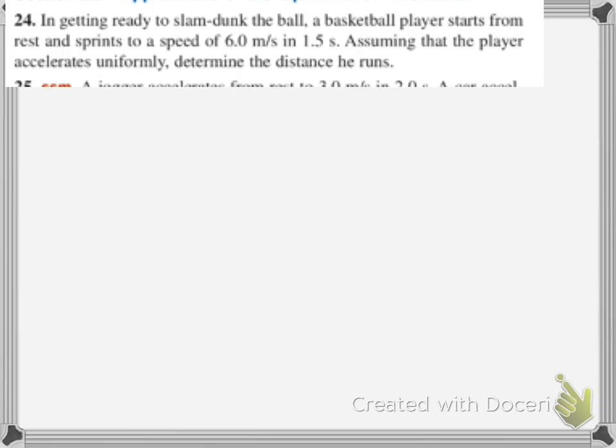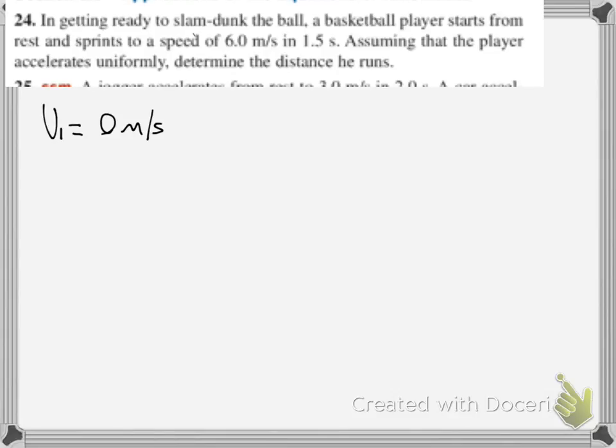Okay, question 24 says, in getting ready to slam dunk the ball, a basketball player starts from rest and sprints to a speed of 6 meters per second in 1.5 seconds. Assuming that the player accelerates uniformly, determine the distance. Accelerates uniformly basically means that it has a constant acceleration, so its acceleration doesn't change, which is good because now we can use our kinematic equations.